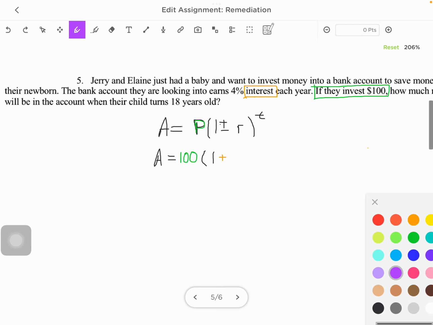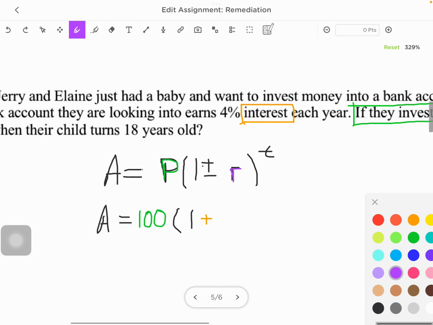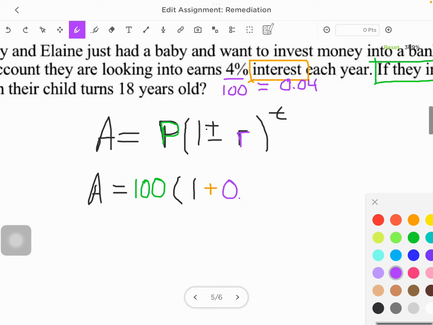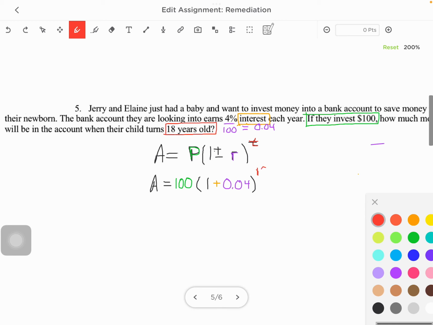Okay, the R, it's going to be the rate. So in order to get this number, since it's a percent, we always need to divide it by 100. So it's going to be 4 divided by 100. We can calculate that with our calculator. And there it is. We can write that down. Okay, so let's substitute that in for R. Okay, and then that's going to be to the power of, and then our T is going to be the time. Looks like we're talking about 18 years old, so 18 years is what we're looking at in terms of the time.